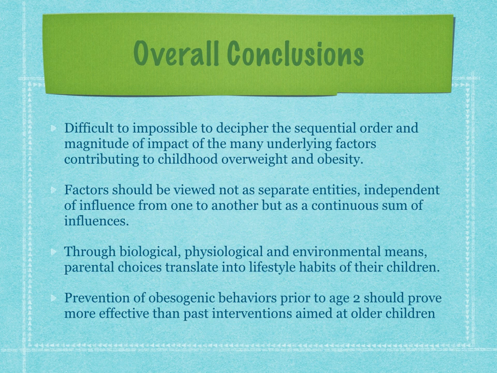So the overall conclusion of this study is that it's difficult to impossible to decipher the sequential order and the magnitude of impact of the many underlying factors contributing to childhood overweight and obesity. These factors should be viewed not as separate entities, independent of one another, but instead as a continuous sum of influences, each affecting the other. Through biological, physiological, and environmental means, parental choices and habits translate into lifestyle habits and choices of their children. So prevention of obesogenic behaviors prior to age 2 should prove more effective than the past interventions aimed at older children, which have not been effective.